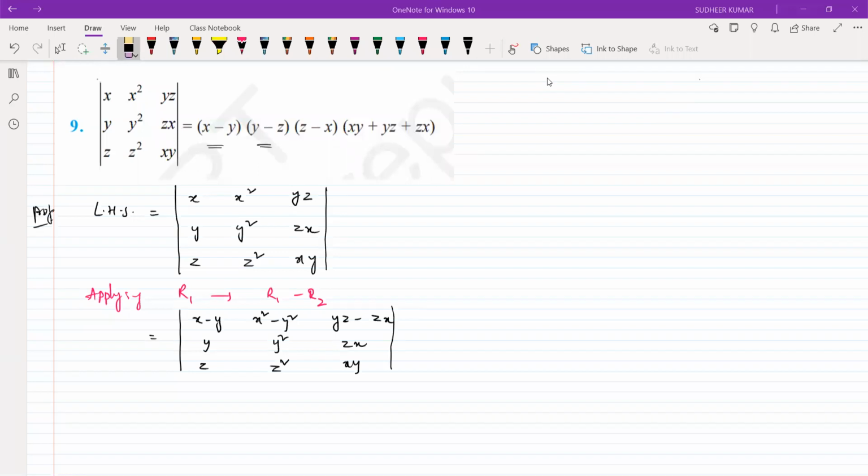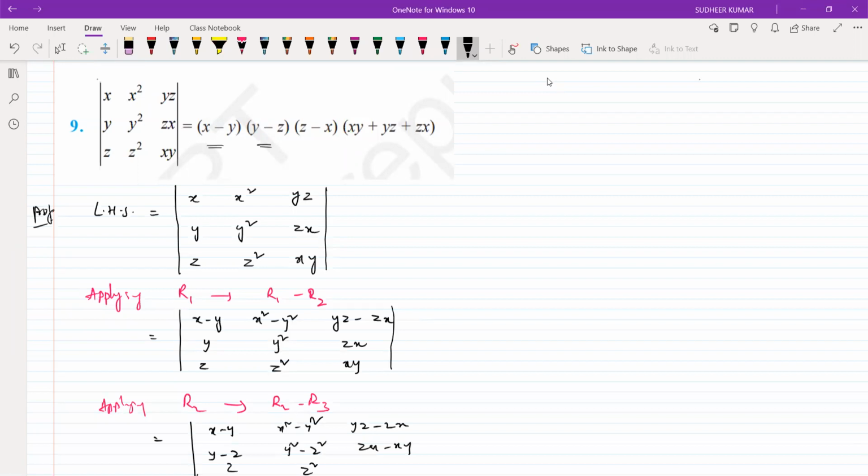Now, for the next step, we got x minus y. Now we have to try to get y minus z. So how do we get it? R2 minus R3. R2 changed as R2 minus R3. So the result is: x minus y, x square minus y square, yz minus zx; then y minus z, y square minus z square, zx minus xy. The last row remains the same: z, z square, xy.